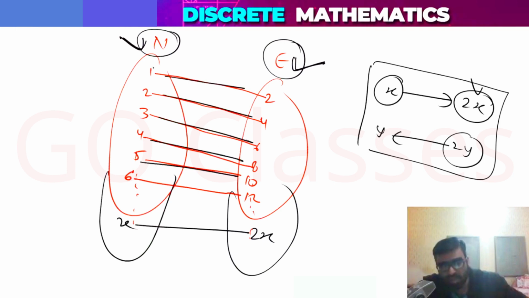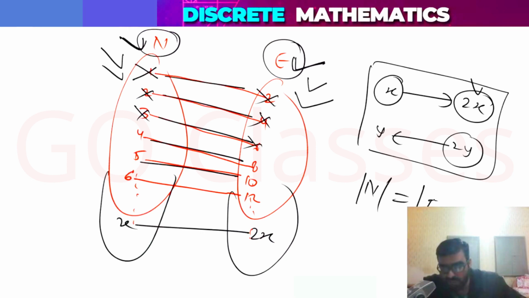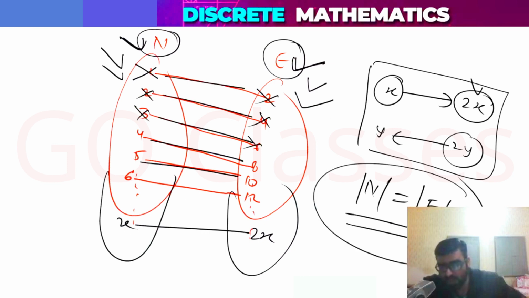Basically it's like this: I remove this from here, this from here, this from here, and so on. Because I have put them in one-to-one correspondence, for every element here I have an element here, and for every element here I have an element there. So I can say that the set of natural numbers has the same cardinality as the set of even natural numbers. This is the proof, a very simple proof, and this is the principle of counting.